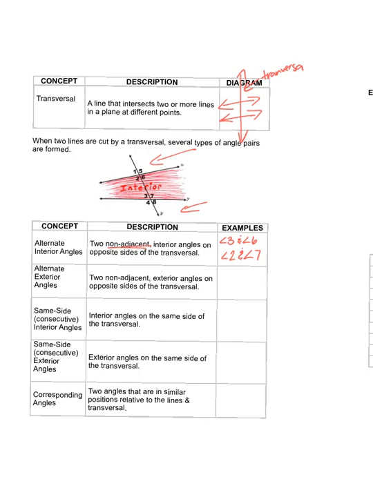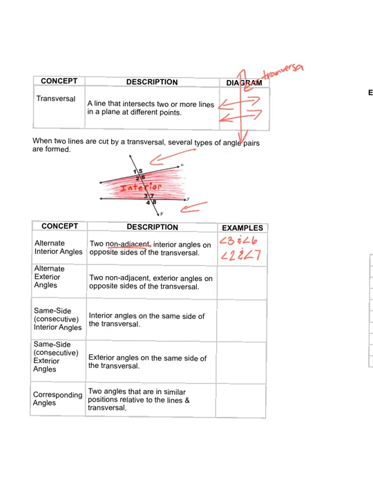The next thing we'll talk about is alternate exterior angles. So two non-adjacent exterior angles on opposite sides of the transversal. Alternate means opposite, right? So they're going to be two angles on the opposite side of the transversal. And then it also says that it's exterior, so it's going to be on the exterior side. So if I look at angle 5, the alternate exterior angle to that would be angle 4. They're on opposite sides on the exterior. So those would be considered alternate exterior angles.